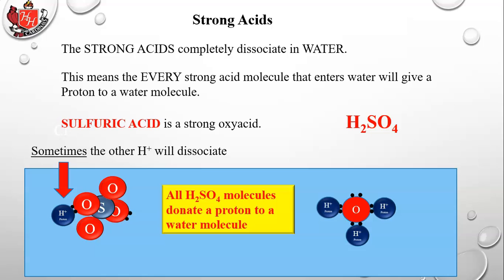Sometimes the other H plus will dissociate and jump onto a water molecule to form hydronium, but not very often. It's a weak acid. That second H plus is a weak acid. The first one is strong and always happens.